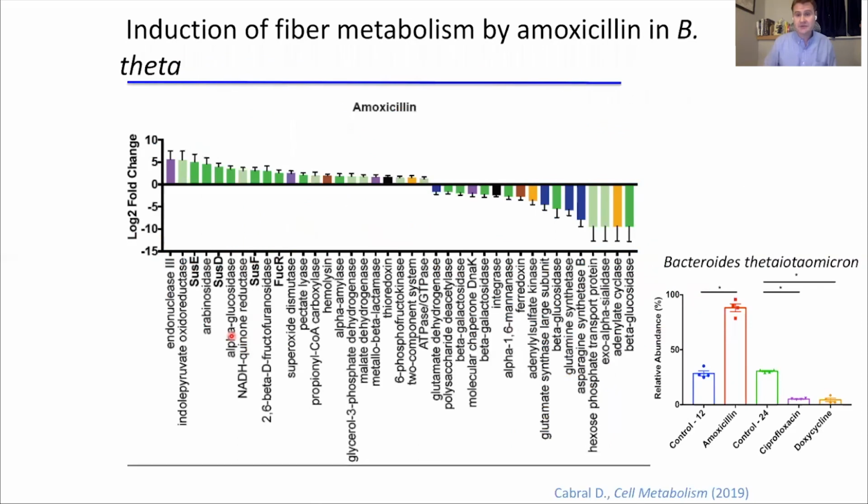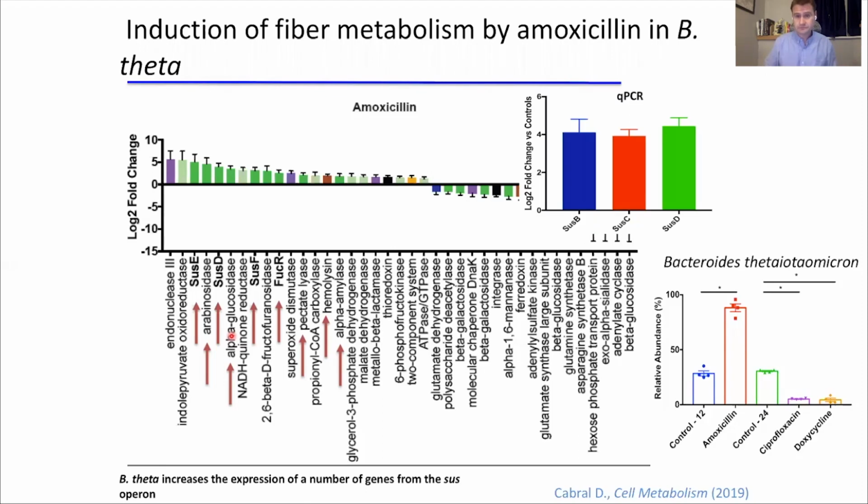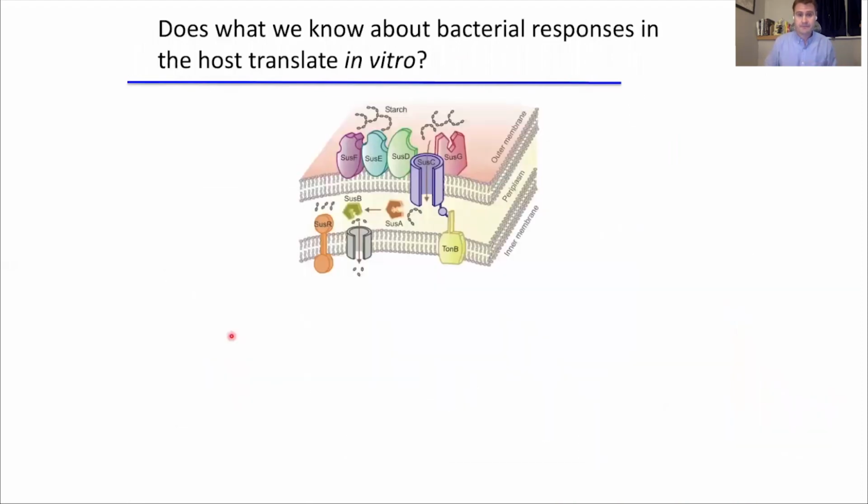Here I'm just going to show you the data from B theta because it's an important bacteria that I'm discussing here. What we found is that B theta, remember, is the bacteria that bloomed after amoxicillin exposure. It seemed to upregulate a lot of enzymes responsible for fiber utilization, while at the same time knocking down the utilization of glucose as a carbon source. A lot of simple sugar importers were downregulated, while the utilization of polysaccharides was upregulated during amoxicillin exposure. This was confirmed by qPCR.